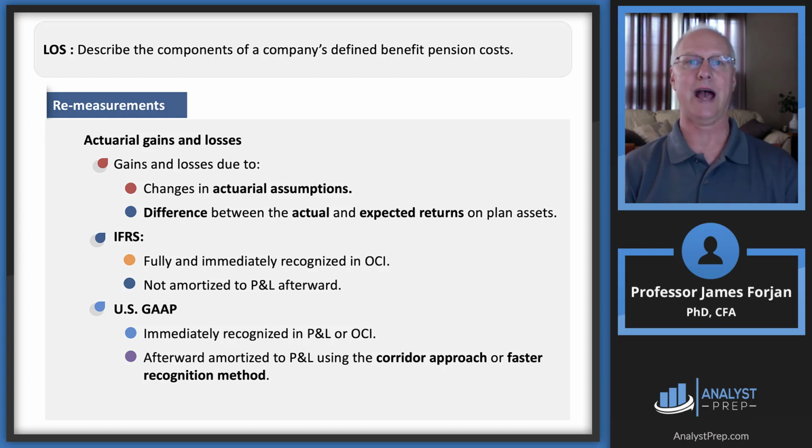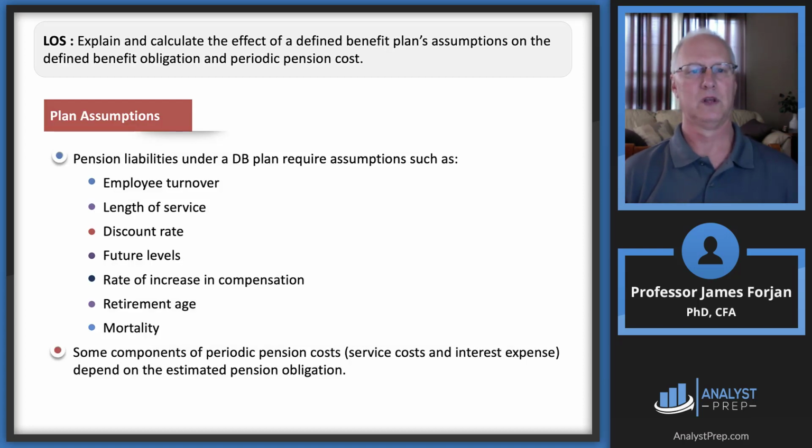But under US GAAP, we can amortize these under the corridor approach. Remember, if we have an increase or a decrease in plan assets by something greater than, let's say, 10%, we don't really want to tell the shareholders that we've increased this. What did I say earlier? $1 million or $1 billion or $1 trillion. And so we amortize those. That should make sense.